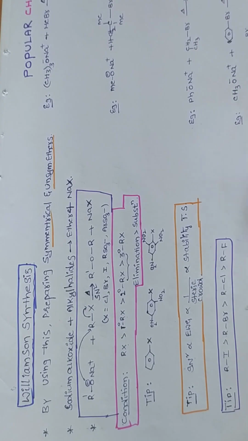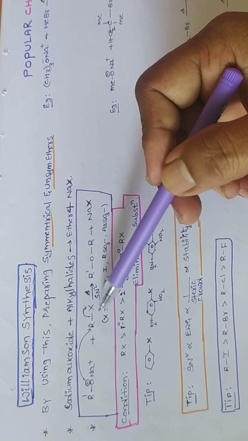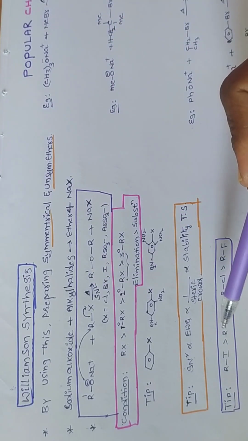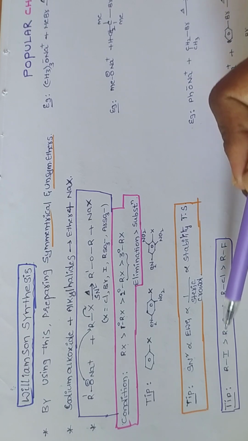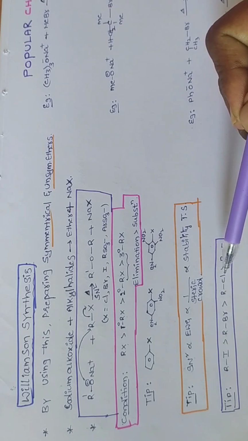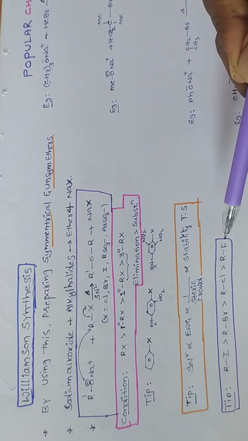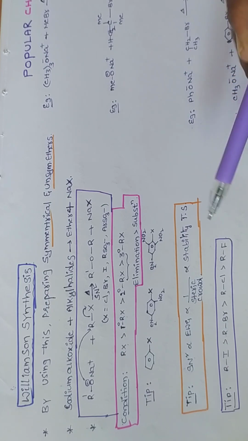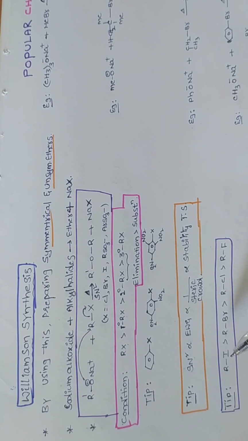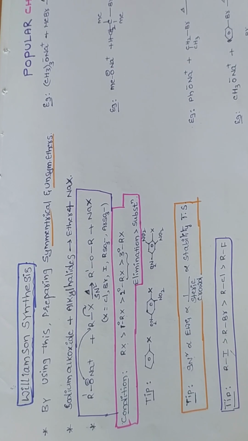Next, which alkyl halide is more favorable? In 1 degree, alkyl iodide is more favorable than alkyl bromide. Alkyl bromide is more favorable than alkyl chloride. Alkyl chloride is more favorable than alkyl fluoride. Why is alkyl iodide more favorable? Here iodide is the best leaving group, better than bromide, then chloride, then fluoride. So iodine is the best leaving group, therefore alkyl iodide is more favorable.